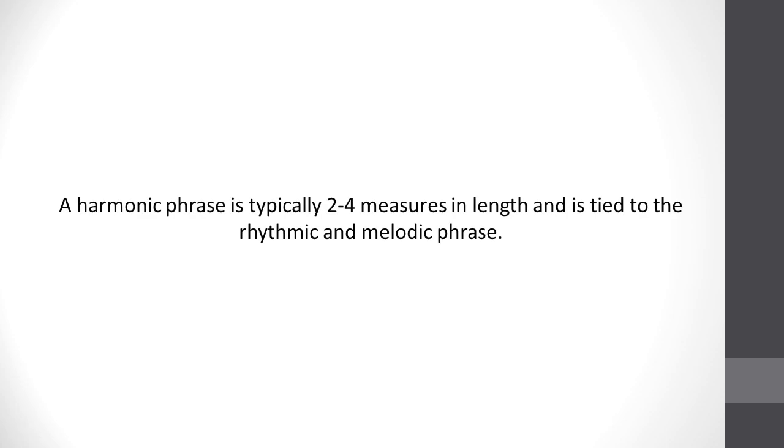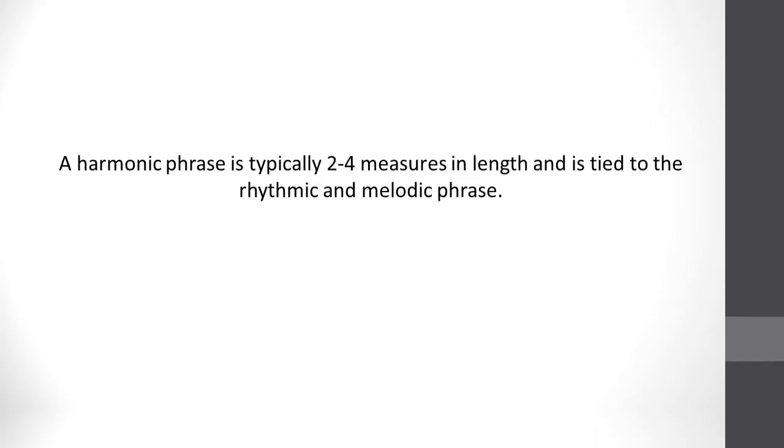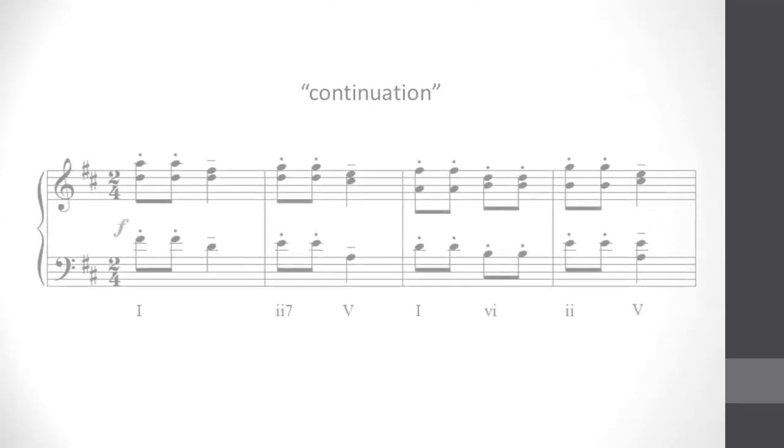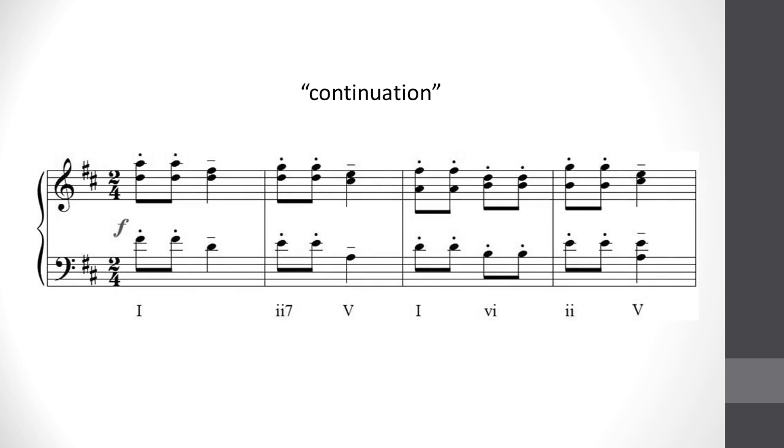A harmonic phrase is typically 2 to 4 measures in length and is tied to the rhythmic and melodic phrase. Let's look at some musical examples that illustrate each type of harmonic phrase. Here's an example of a harmonic phrase that suggests continuation.